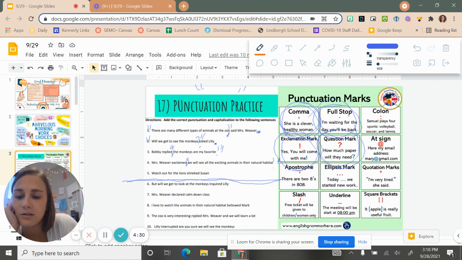And the last one we're going to do together. "Watch out for the lions," shrieked Susan. So again, shrieked. I think I could go with an exclamation point. So I'm going to put my quotation marks around what they said, my period at the end of the sentence, and my punctuation after "lions," which will be an exclamation mark.